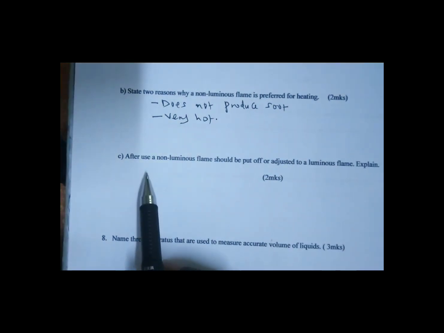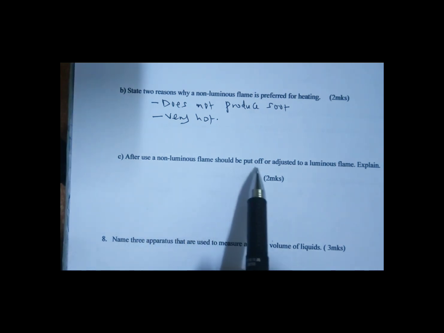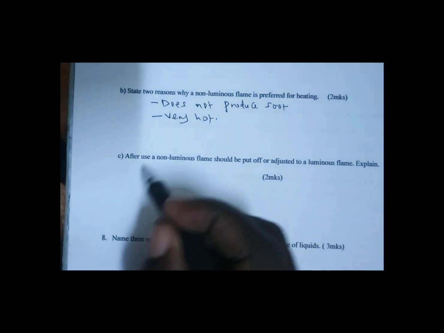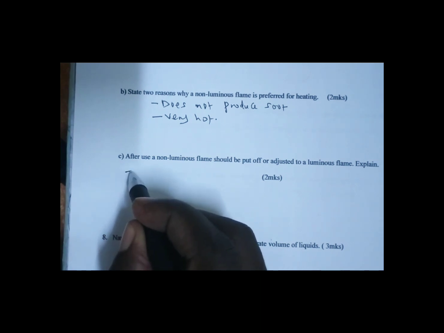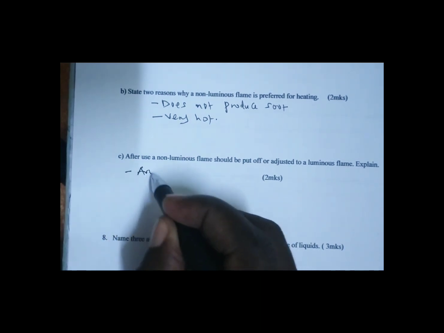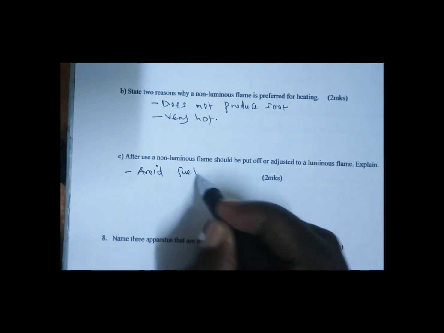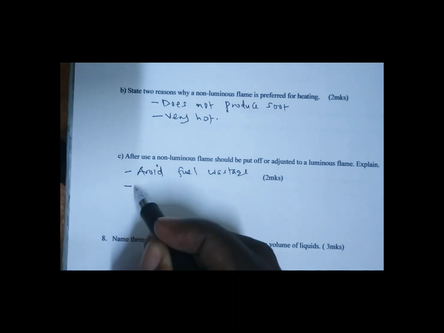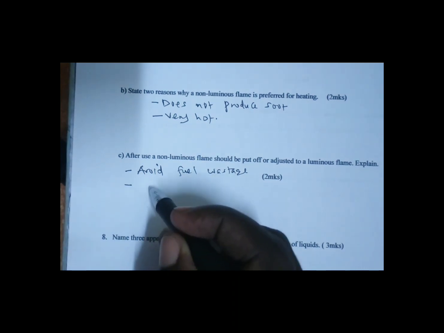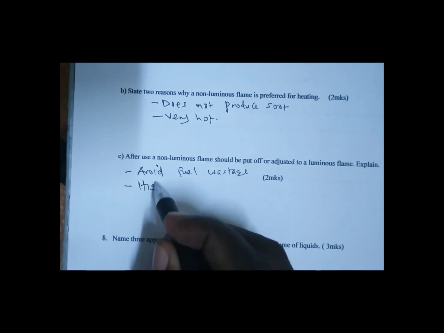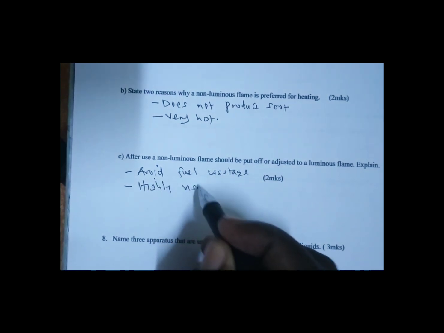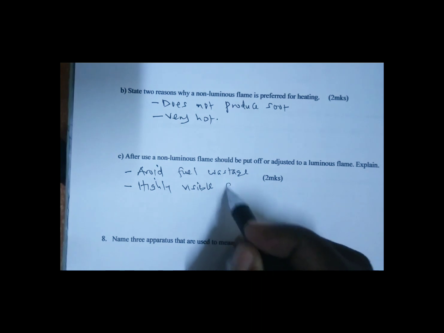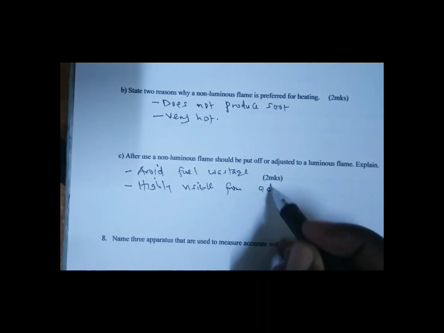We go to part C of question number 7. After use, a non-luminous flame should be put off or adjusted to a luminous flame. 1, it is to avoid fuel wastage. And number 2, a non-luminous flame is highly visible from a distance.